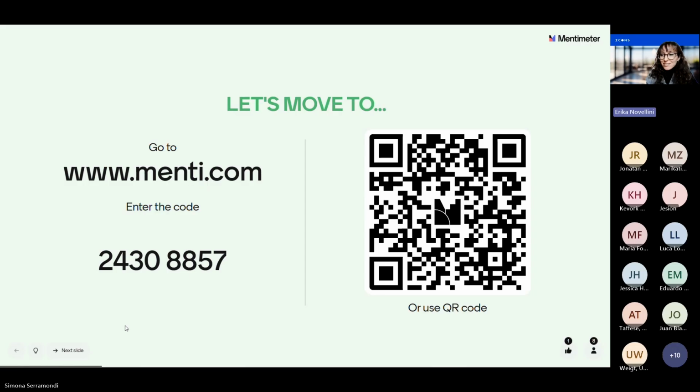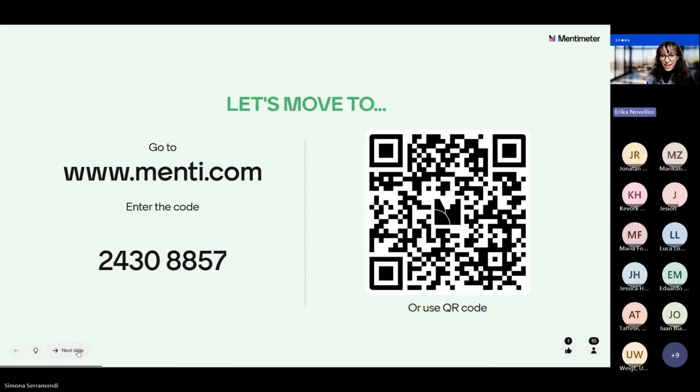We are ready. Let's wait probably another couple of minutes. Our suggestion is to use the QR code to use Mentimeter on your phone. Otherwise, you can click on the link that you find in the Q&A section so that you use it on your laptop. I think we are ready to start.